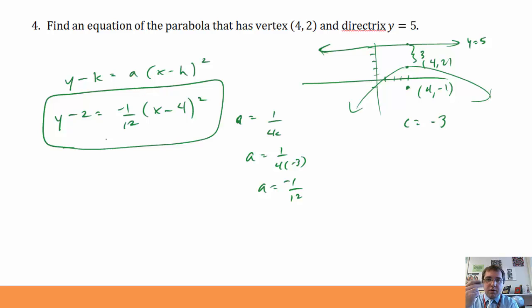I used a sketch of the graph to get a sense of which equation to use. Is it going to open horizontally or vertically? If it opens vertically, then I use the one where the x term is squared and the y is on the left. If it opens horizontally, I use the other one where the x is on the left and the y term is squared.